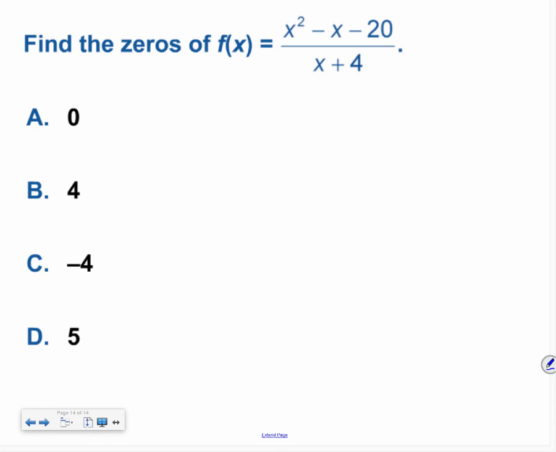All right, now find the zeros of f of x when f of x equals x squared minus x minus 20 over x plus 4. Hopefully you ended up seeing that your 0 occurs when you have x equal to 5.